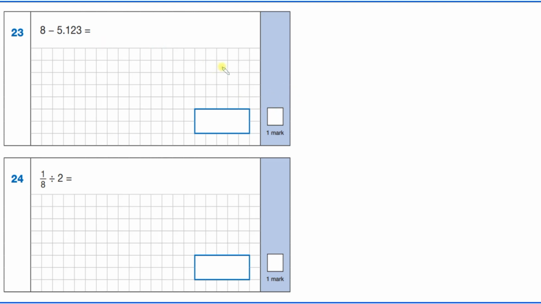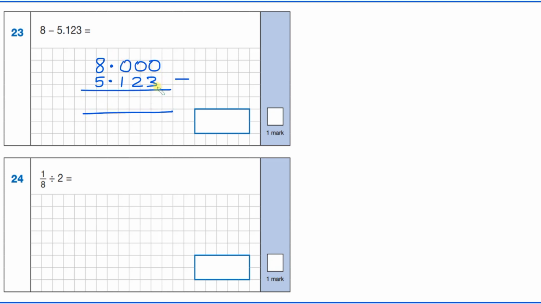8 take away 5.123. When you take away the decimal numbers, you need to write them nicely. 8 has a decimal point, and the 5 you need to write after the decimal point has to be aligned with 5.123. To make your life easy, you can fill with zeros on the top. Now you can take away one from the other.